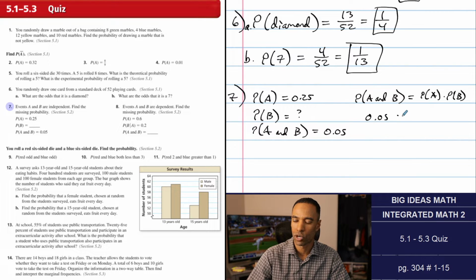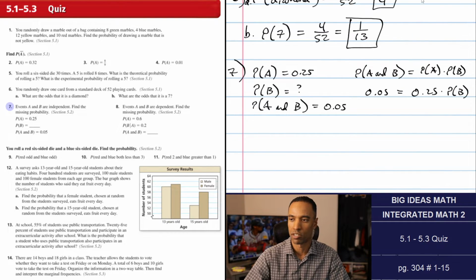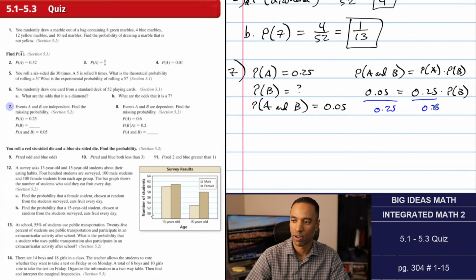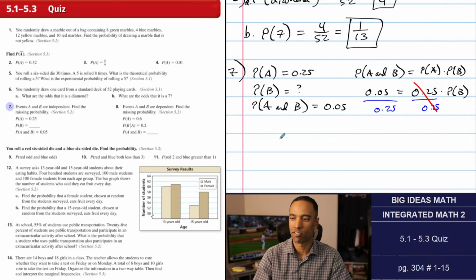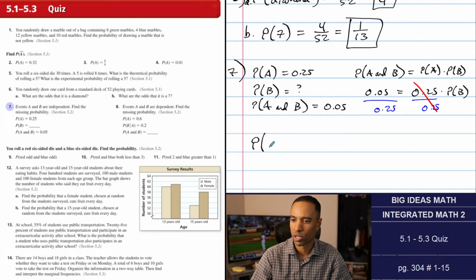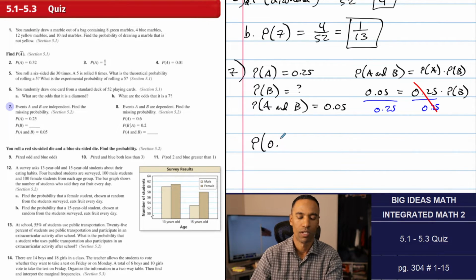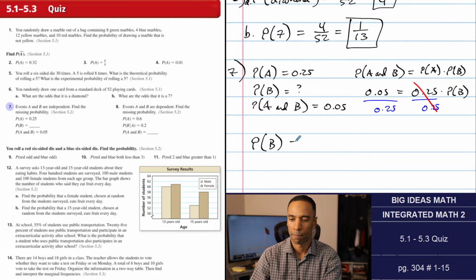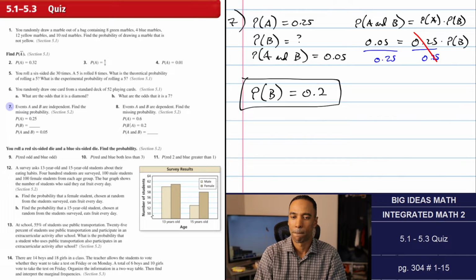So we have 0.05 equal to 0.25 times the probability of B. So to find the probability of B, we're going to divide both sides by 0.25. So 0.05 divided by 0.25, that's a fifth of it. So probability of B should be 0.2. Should be 1/5, but 0.2. If those are decimals, I want to leave this one as a decimal as well. All right, that's number 7.